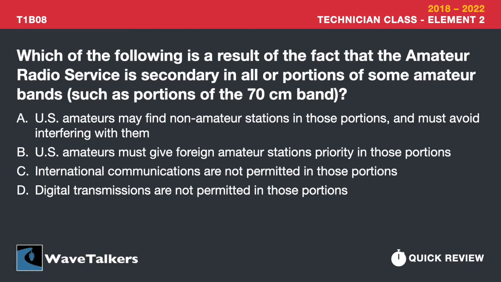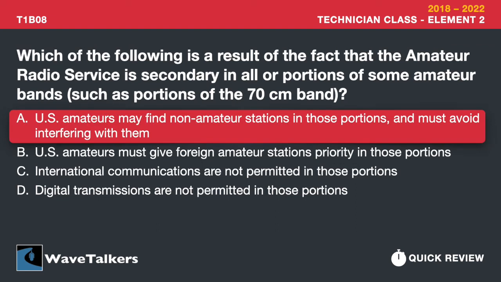Which of the following is a result of the fact that the amateur radio service is secondary in all portions of some amateur bands, such as portions of the 70-centimeter band? U.S. amateurs may find non-amateur stations in those portions and must avoid interfering with them.